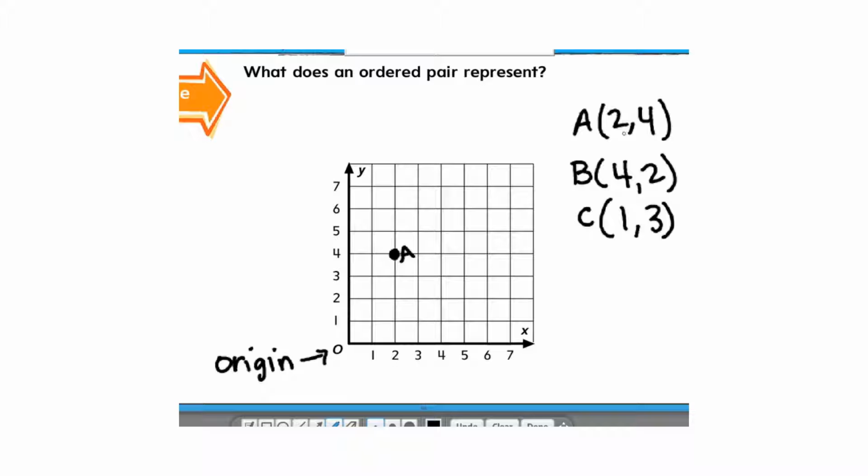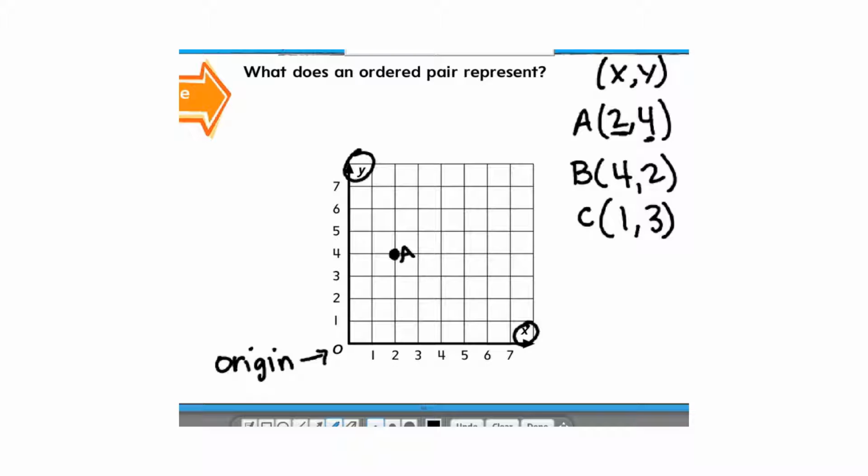This number goes first, which was 2. That's the X. Remember, it goes X and then Y. This is the X axis. So I do X first, which is 2. And then the Y axis is where you go up and down. So the Y axis says then you go 4 up. So that's how I ended up there at that point.